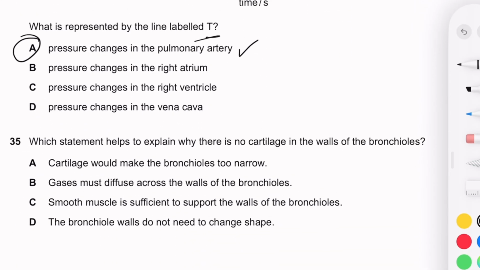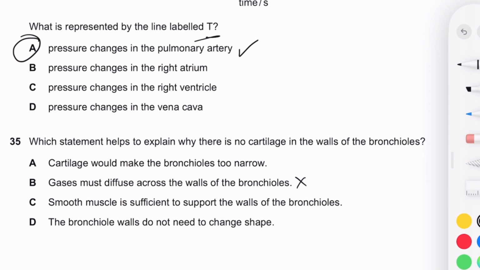Which statements help to explain why there is no cartilage in the walls of bronchioles? Cartilage would make the bronchioles too narrow, or gases must diffuse across the walls of bronchioles. That's wrong. Smooth muscle is sufficient to support the walls of the bronchioles, or the bronchiole walls do not need to change shape.